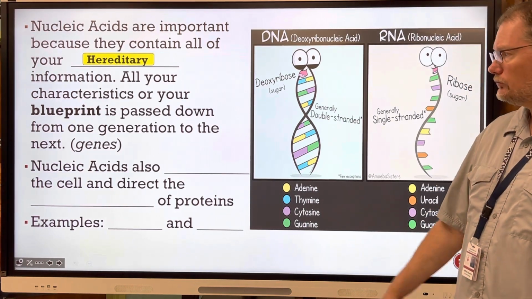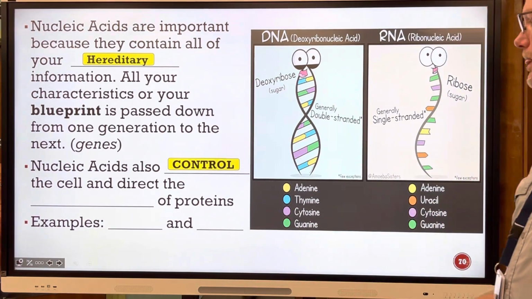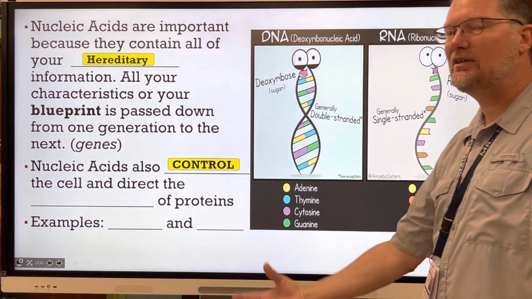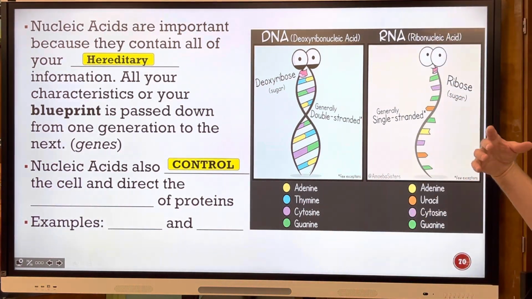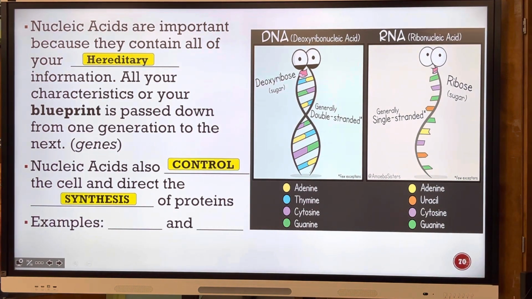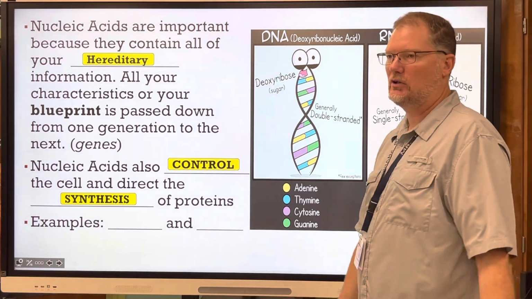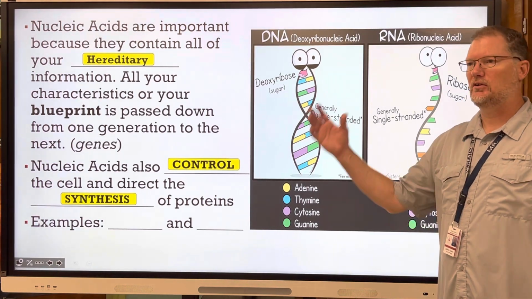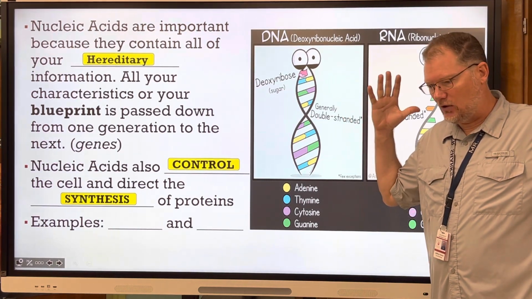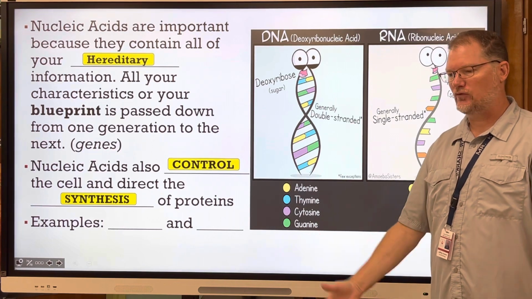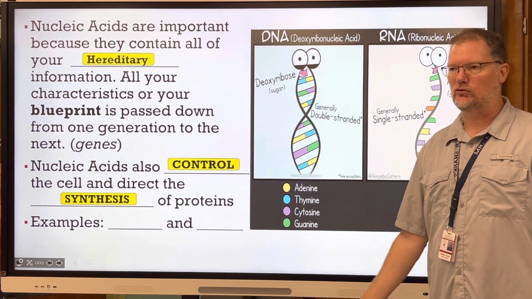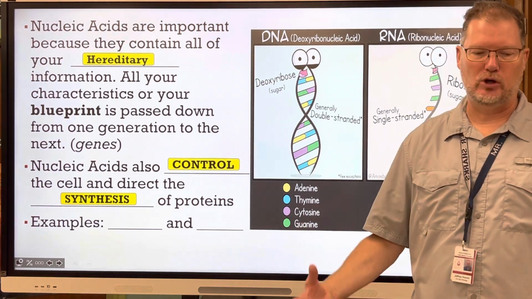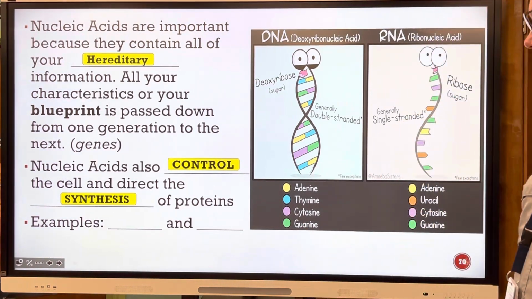So nucleic acids control the cell. They tell the cell what proteins to make. They tell the cell its function, and it's the boss. It's the blueprints. It's the IKEA box that you get home, and it's in 100 different pieces, and without the directions, you'd probably be lost. It's the directions for putting together life.